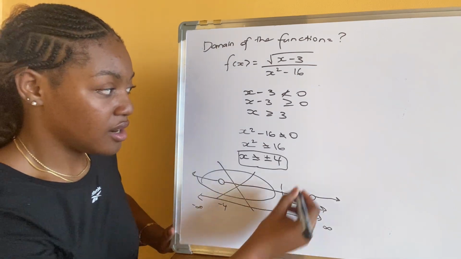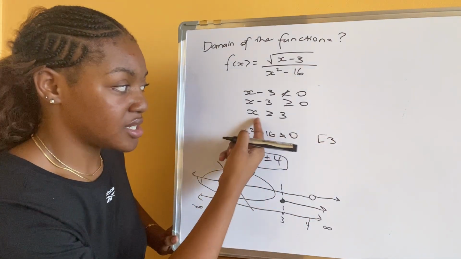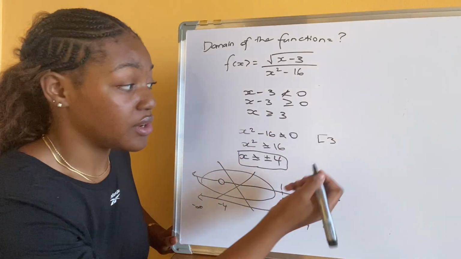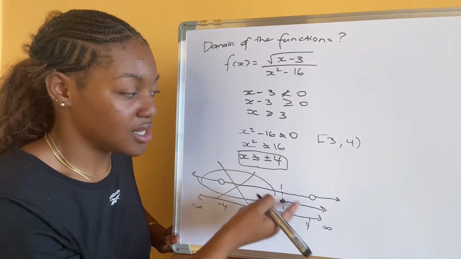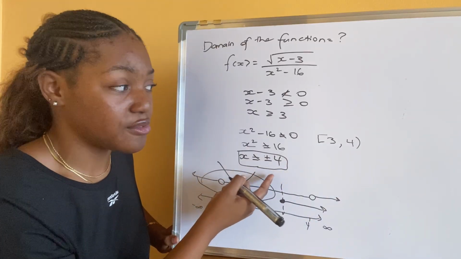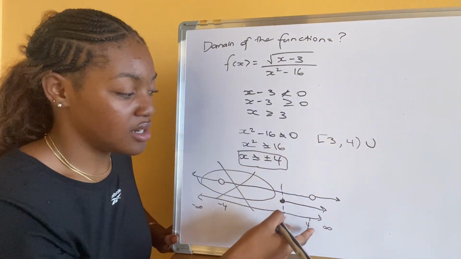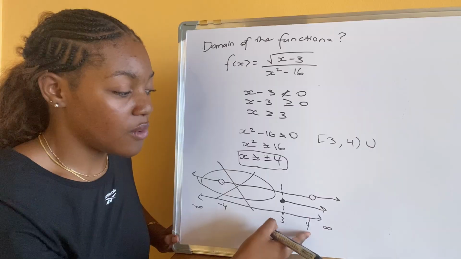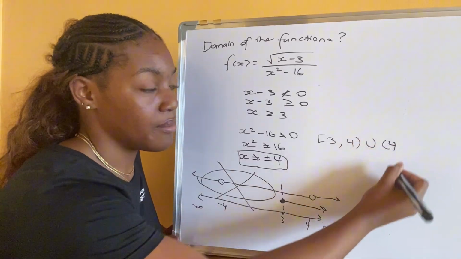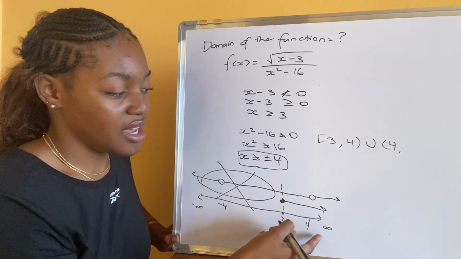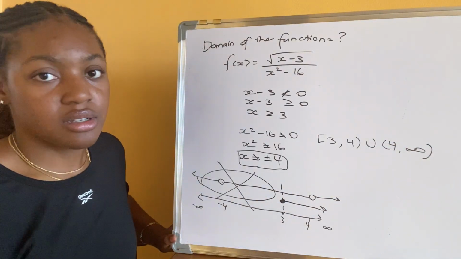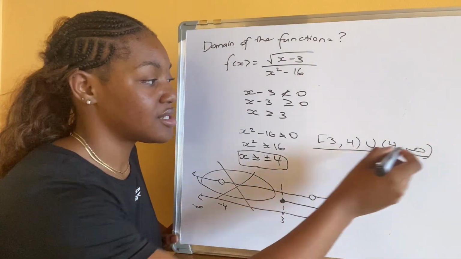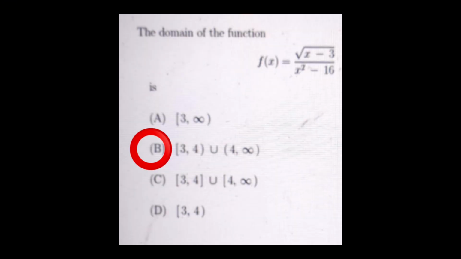So we have 3 and 4. 3 is included because x can be equal to 3, so we have the closed interval. Then we have 4. 4 is not included here because x can't be equal to positive 4. Then we'll have union. So we have 4 again, and of course x can be any other number greater than 4. So this would be your answer. And what option has this answer? Option B. So B would be your answer to this question.